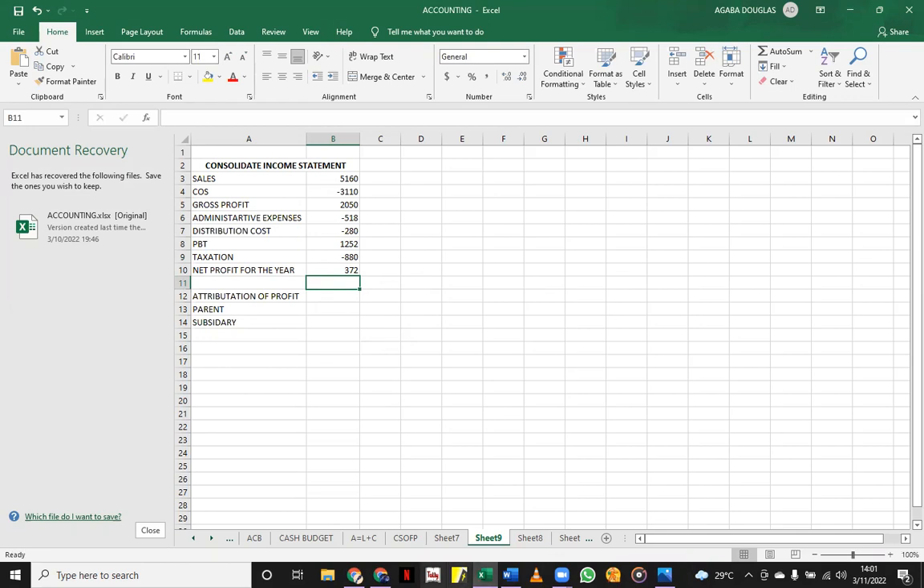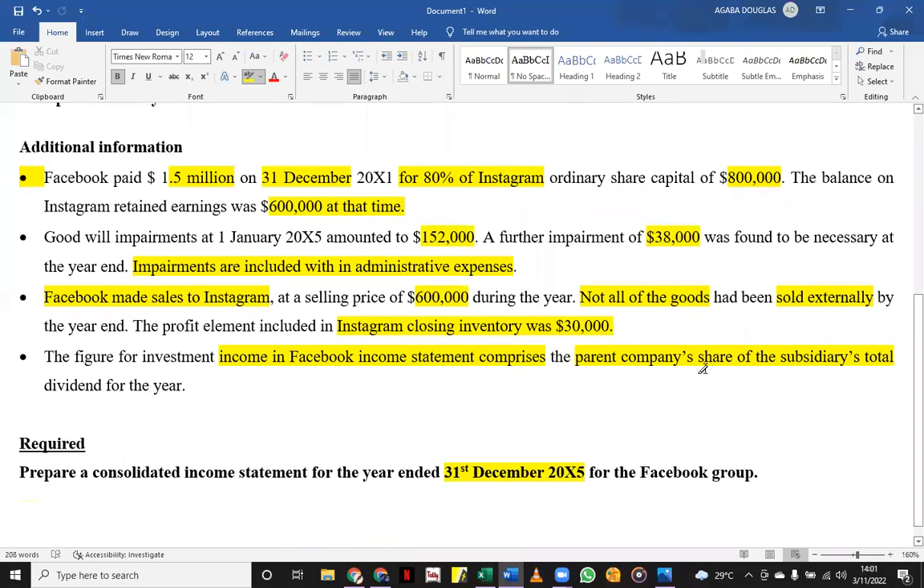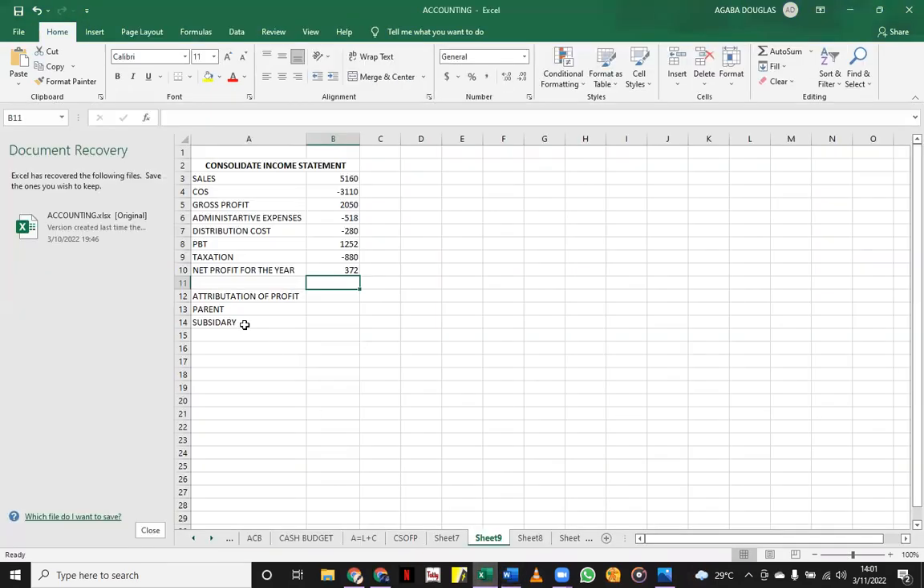Now, why have I not brought in the investment income? I've not brought in investment income because the investment income is an internal thing. It is more of a current account in this group account. And by standard, we are not supposed to bring the current accounts into the consolidated statement of financial position. That is why I have eliminated the investment income. So once that is done, then we need to attribute this profit for the year, which is 372, between the parent and the subsidiary.